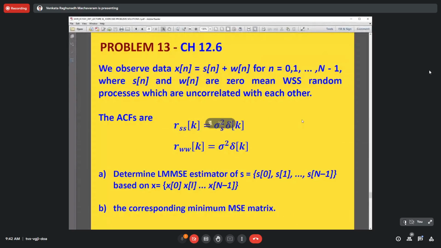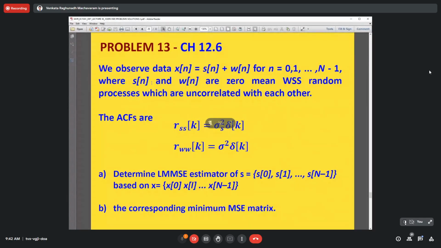Linear minimum mean square error estimator. Please bear with me for 2-3 minutes. I am closing this end of the chapter exercises because next week I am not taking classes. In the next class I will have to finish the Kalman filter.